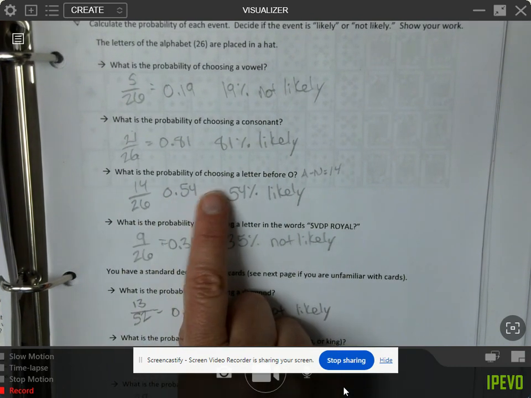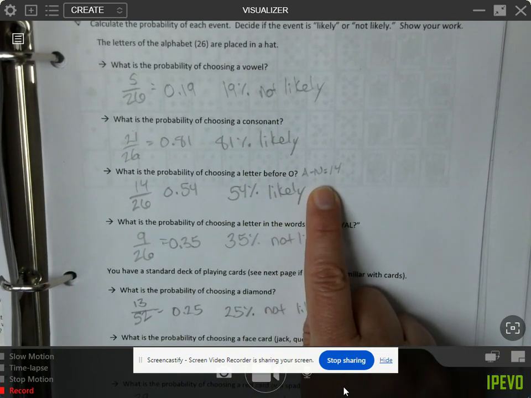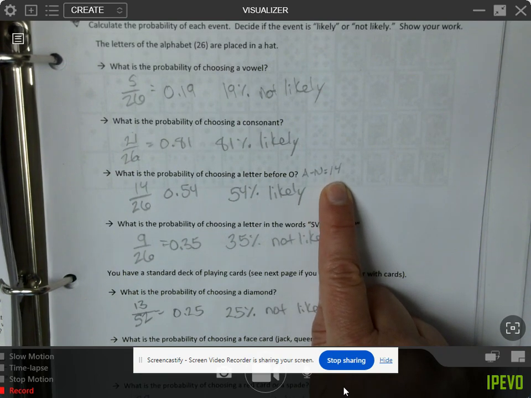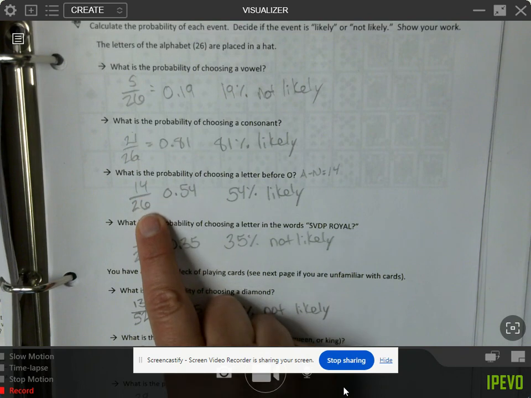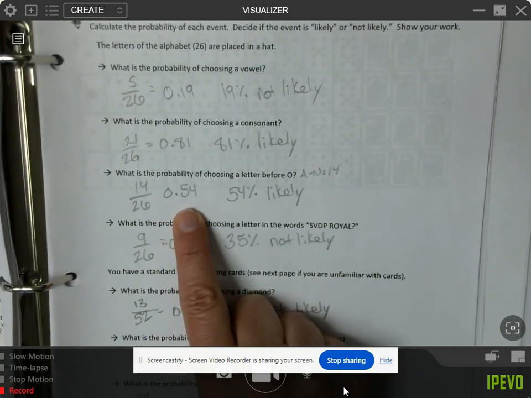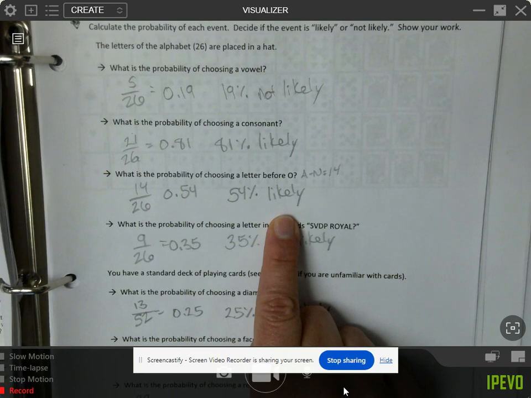What is the probability of choosing a letter before O? So you had to count from A to N. So going from A to N, there are 14 letters. So we have 14 over 26 letters total. Divide that and we get 0.54, which is 54%, which is likely to happen.